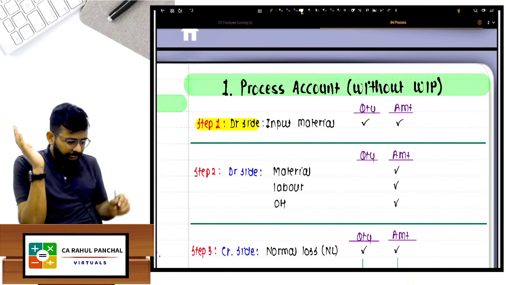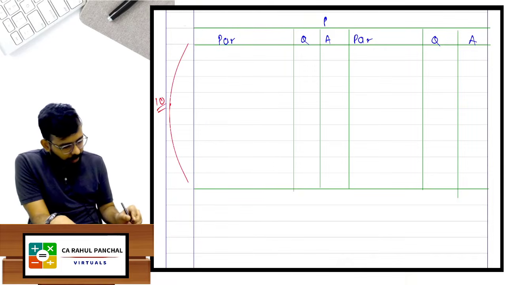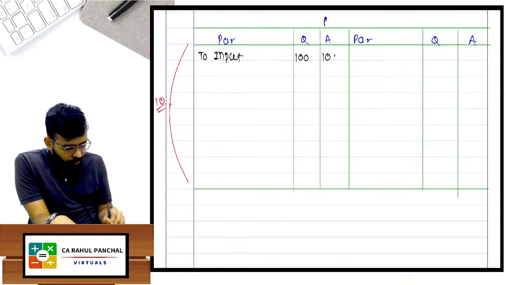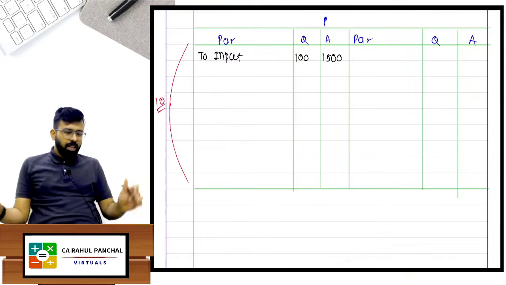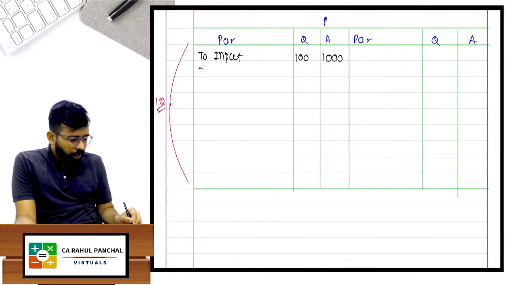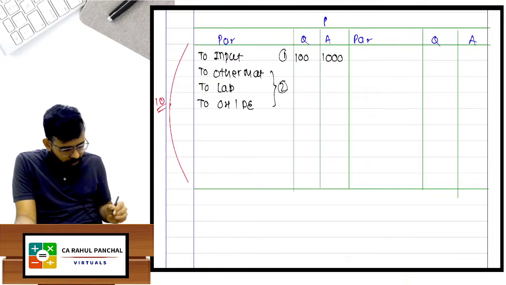Step number 1, on the debit side write input material in the quantity and in the amount. On the debit side I will come to this side. I will say input material, whatever 100 units I have purchased at a cost of 1000 rupees, or let us say 1500 rupees. Okay, whatever the cost is, let us say 1000. Then I will incur other expenses, that is other material, some embroidery, then maybe labor or maybe overheads or maybe direct expenses. This is step number 2. Step number 1 was input, step number 2 is other expenses.